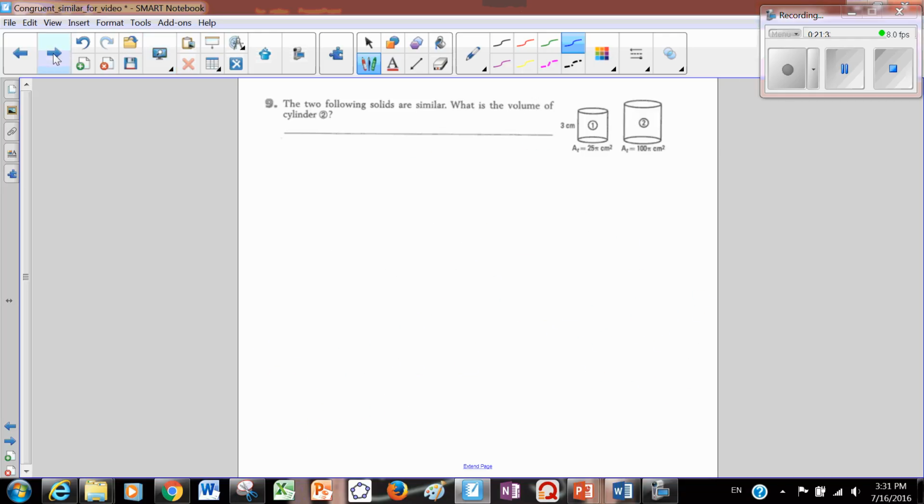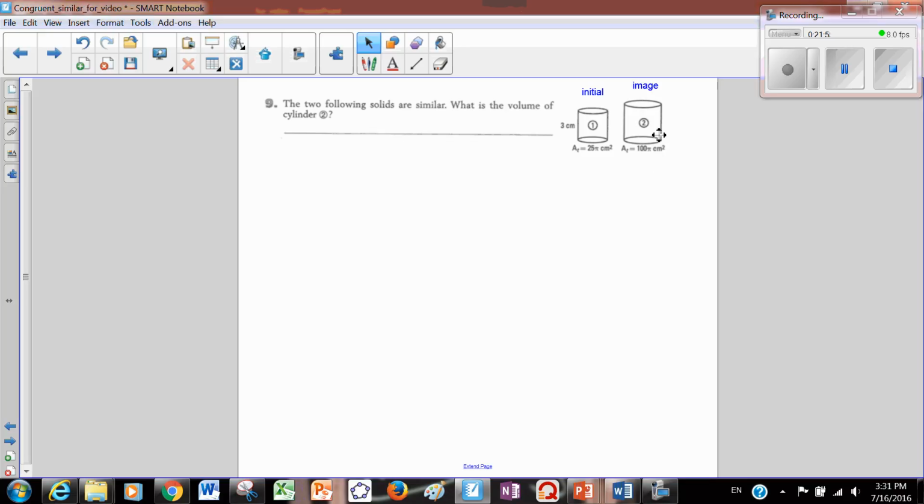One more problem before we finish that part. You have two cylinders, they're similar. What's the volume of the second one? First, I suggest you identify your solids. This here is your initial. This is your image.